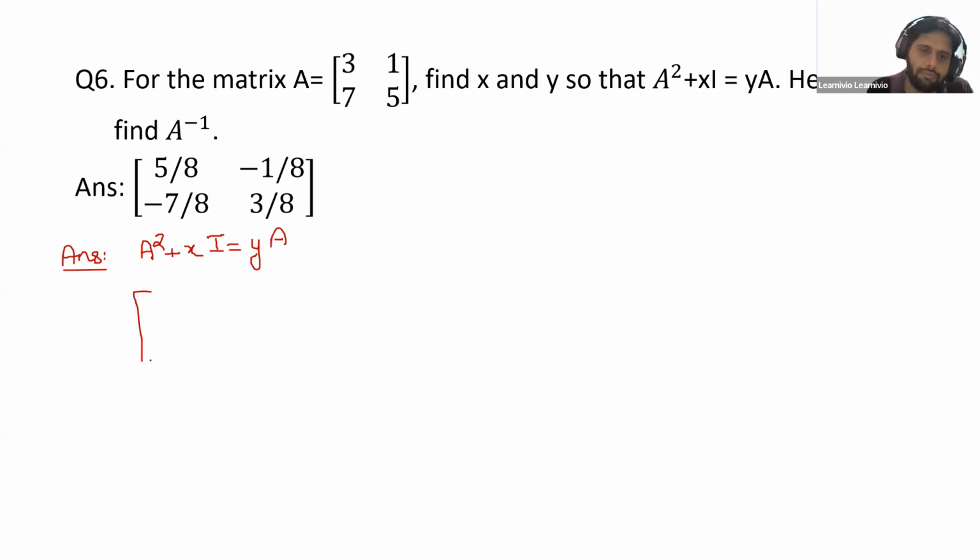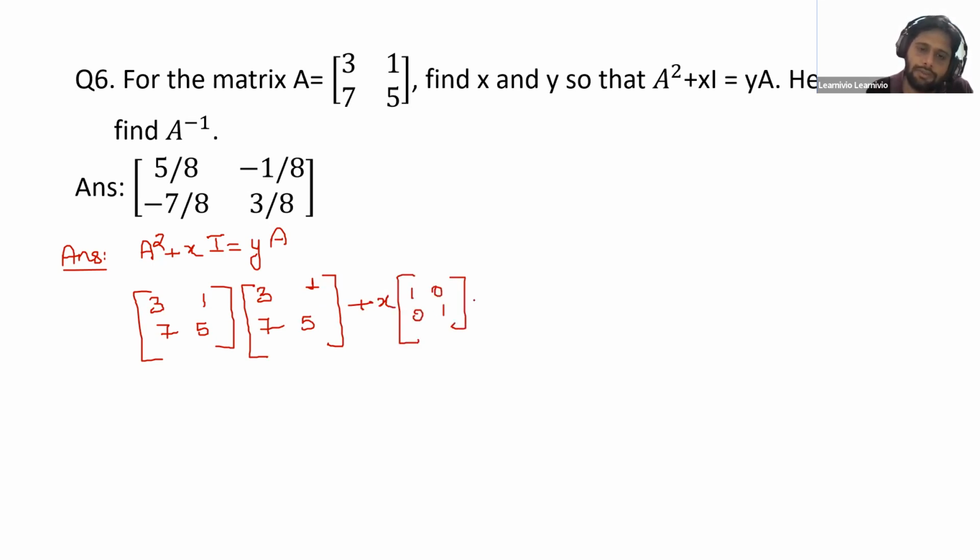Okay, now A square plus xI. What we will do, we'll put all the values here, 3175, and here also we have 3175. You can multiply this. Then plus x into I. I means 1001, and this is equal to yA. A means again 3175.